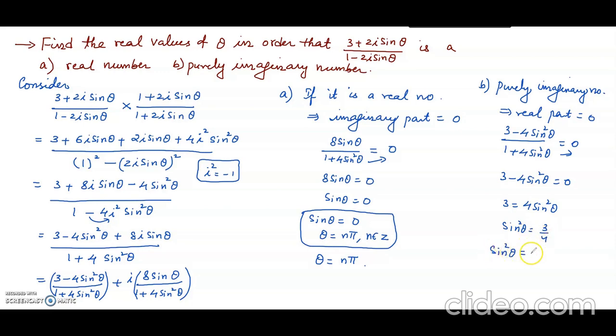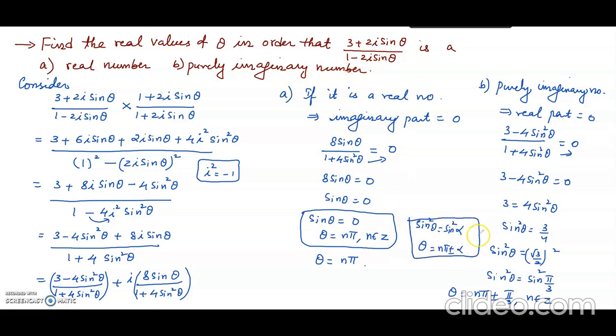Just a bit of manipulation, we can write this as root 3 by 2 whole square for 3 by 4. So we have sine square theta equals root 3 by 2 whole square, we can write root 3 by 2 as sine 60. The square will be as it is. So we have to use the formula: sine square theta equals sine square alpha, theta equals n pi plus or minus alpha, where n belongs to Z. This is the formula which we have to use here.